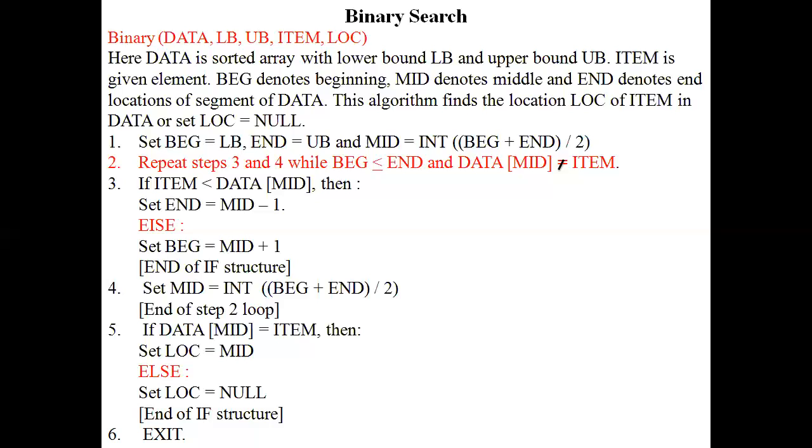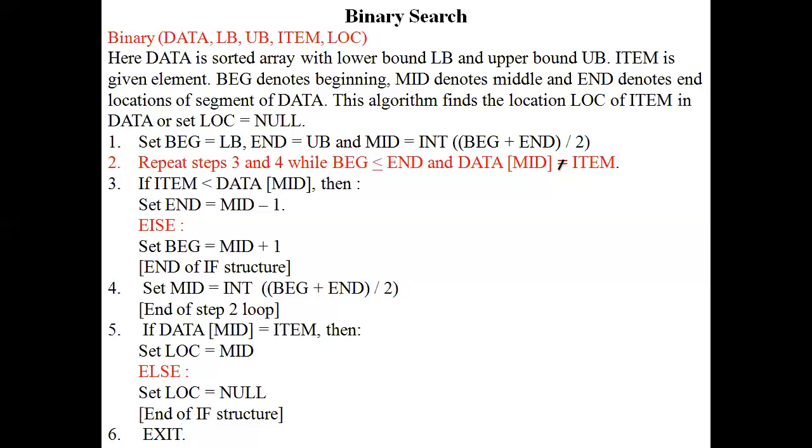Next, the fifth step: if data[mid] is equal to item. With the help of this mid formula, I get the mid location, and at the mid location we can see data[mid]. If data[mid] is equal to my searching element, then location is equal to mid. Otherwise, location is equal to none. Last will be exit.